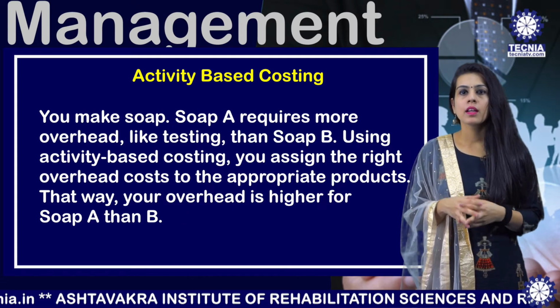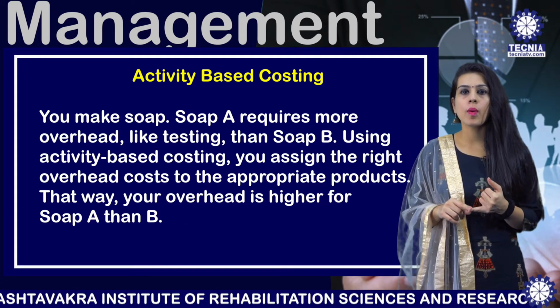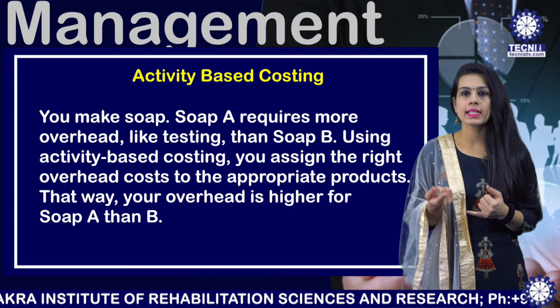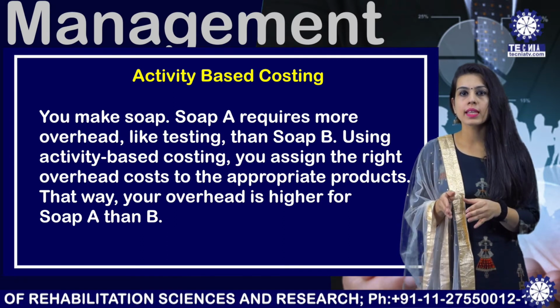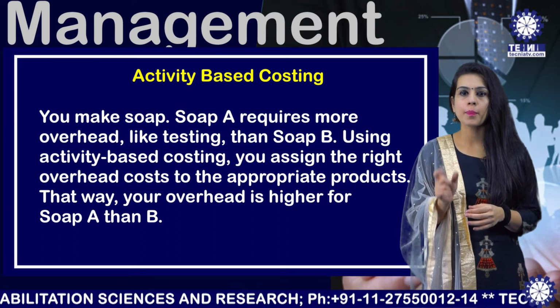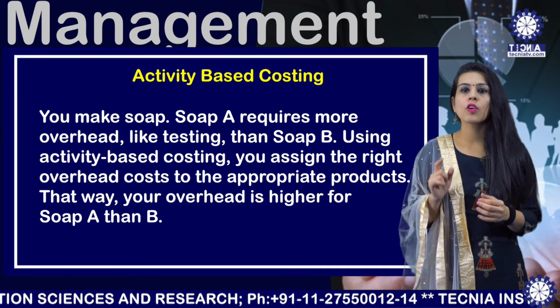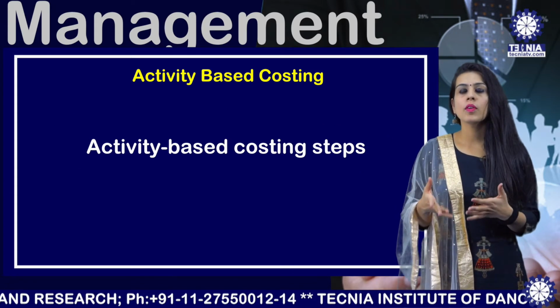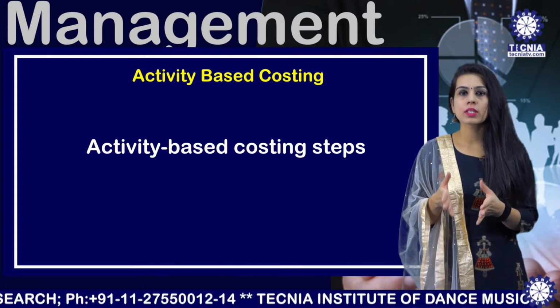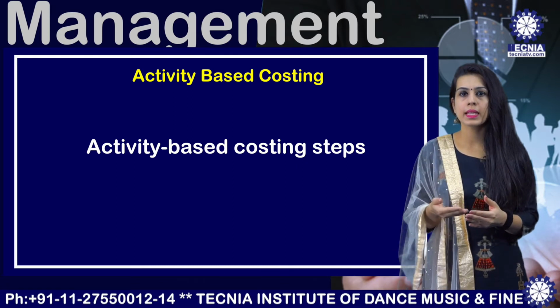For example, you make a soap. Soap A requires more overhead like testing than soap B. Using activity-based costing, you assign the right overhead cost to the appropriate products. That way, your overhead is higher for soap A than B. Now we are going to discuss the activity-based costing steps. Now what are the steps of activity-based costing?